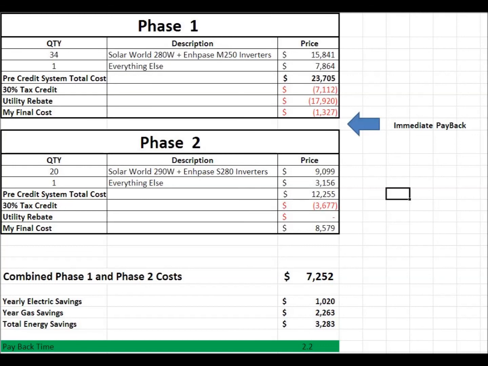Now since I'm not paying electricity costs anymore, I'm saving $1,020 in electricity costs. I'm also saving $2,263 in fuel savings because I'm not driving a gas car anymore. So those two savings combined save me $3,283 a year. Now if I took those total energy savings and divided it into the combined phase 1 and phase 2 costs, that would give me a payback time or a return on investment of 2.2 years. So in 2.2 years that whole system has paid for itself.